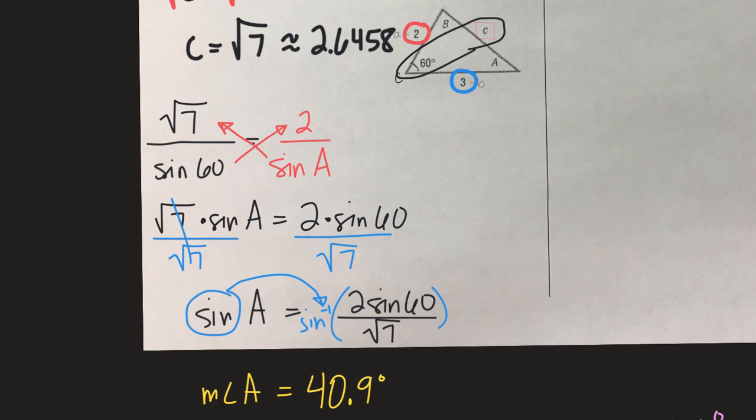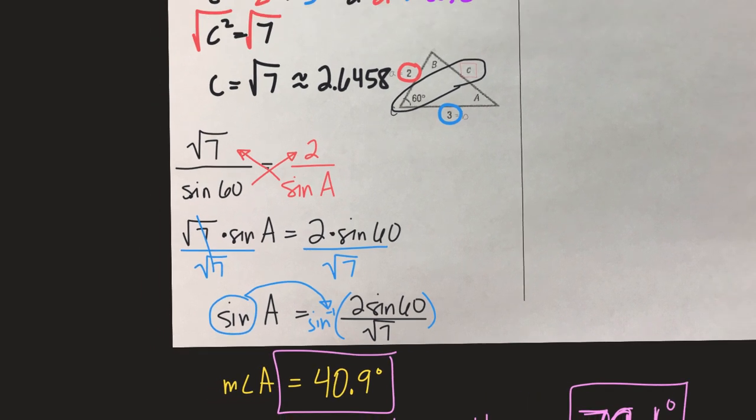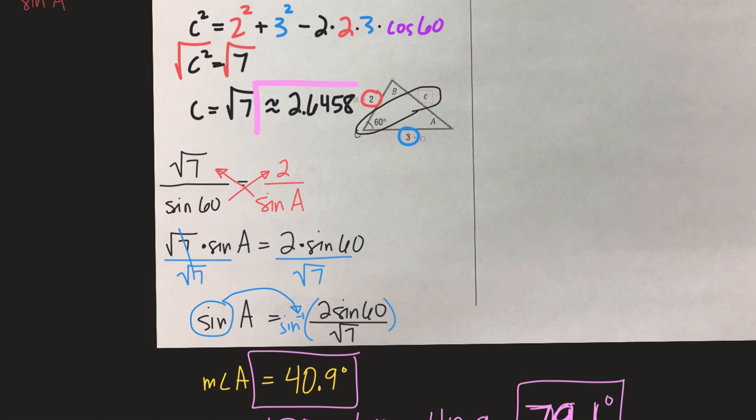So we will always be finding 3 things about your triangle. In this case, we found a missing side, and then we found 2 missing angles.